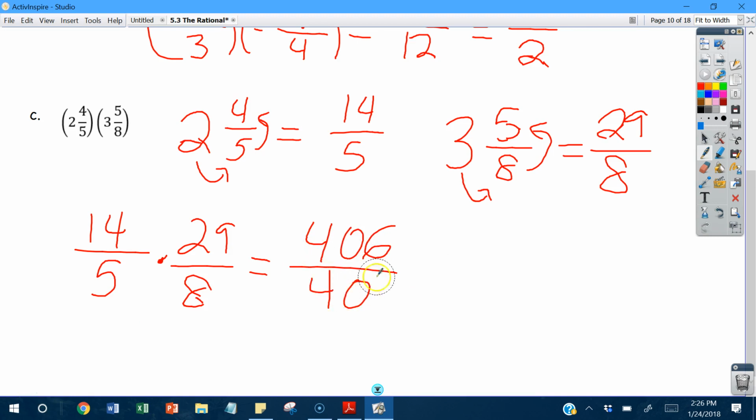Now it looks like those two numbers have common factors. They're both even, so maybe I'll divide them both by 2. And on the numerator, I end up with 203. And in the denominator, I have 20. And I think that's as simple as that can get. So that's how you multiply mixed numbers. I suggest turn them into improper fractions first and then do the multiplication. And then it works the same way.